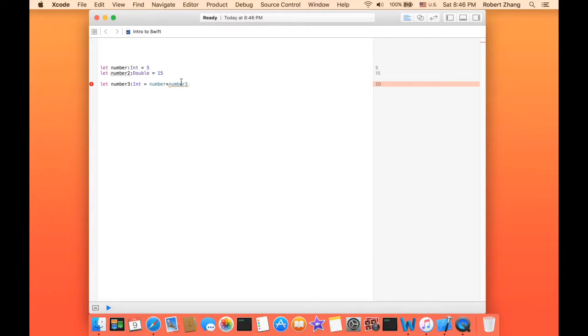And so, in this situation, since number 3 is an int, we have to cast number 2, which is a double, into an integer. So how do we do this? So in Swift, to cast the double number 2 into an integer, we just have to type int and then parentheses around number 2, which we want to cast into an integer. And so, it gives us 20.